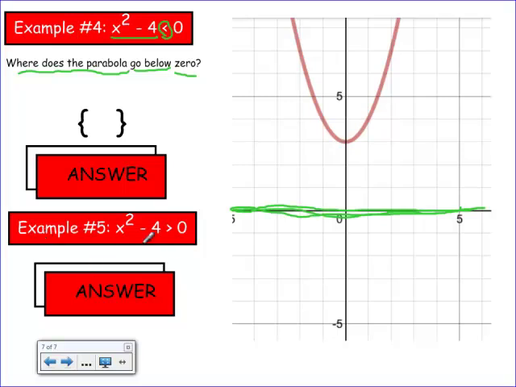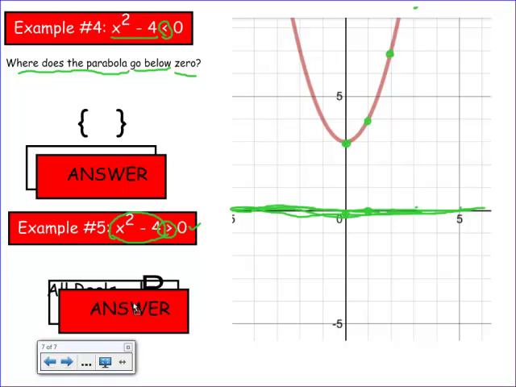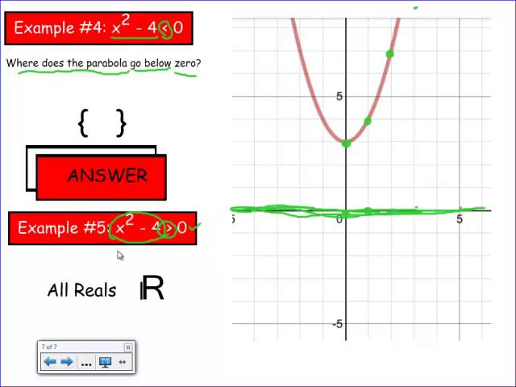Now, this question is asking me, where does the parabola go above 0? Here's 0, and well, all these numbers. If I put in 0, my answer is above 0. If I put in 1, I'm above 0. If I put in 2, I'm above 0. If I put in 3, I'm all of these. So you're going to learn your first shortcut. Every number in the world works. And that's called all reals.